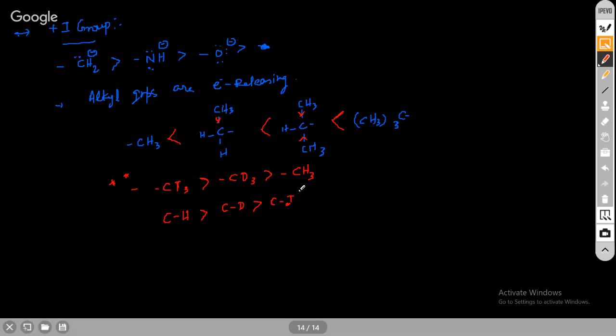Okay, a few examples we have already seen. Now we directly move to the application part of it. So the I effect also helps in determining the stability of intermediates like carbocation and carbanion, and then the acidic and basic properties. So we'll see first the stability of intermediates, the first type of question, and then we'll see the acidic and basic nature.